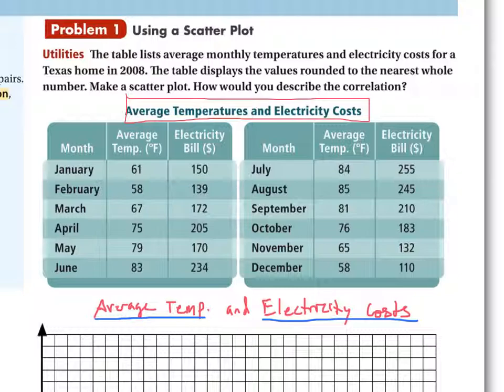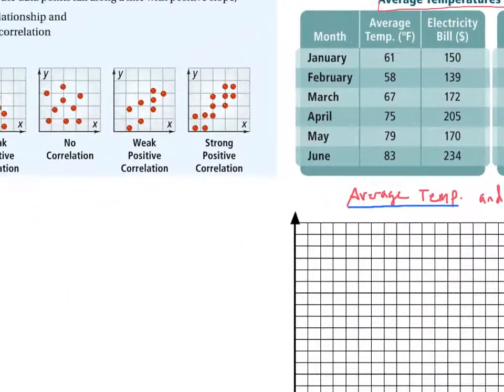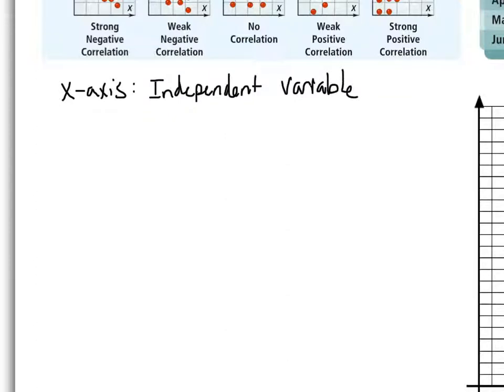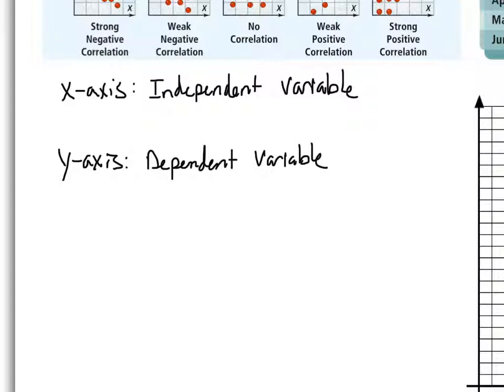We then need to go through and decide which one goes on the x-axis and which goes on the y-axis. To do that, we've got to know a little information. The x-axis is always the independent variable. And then the y-axis is the dependent variable.